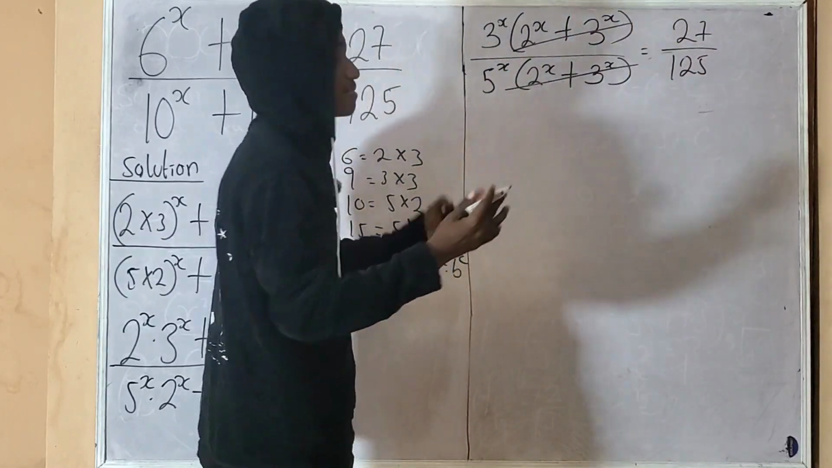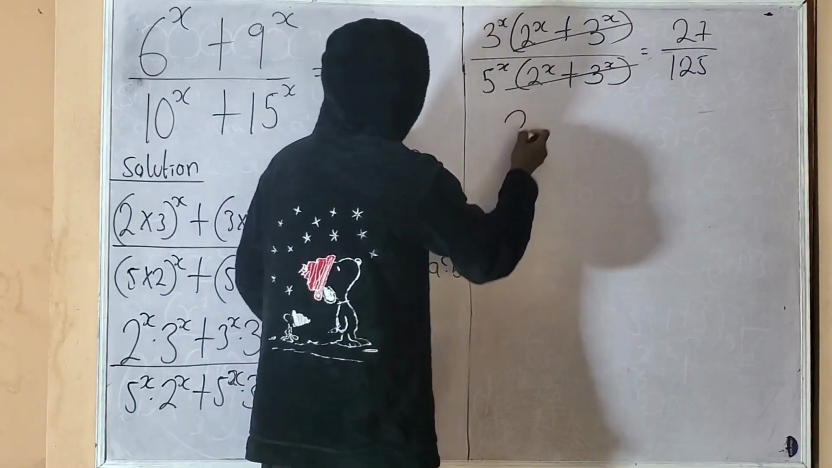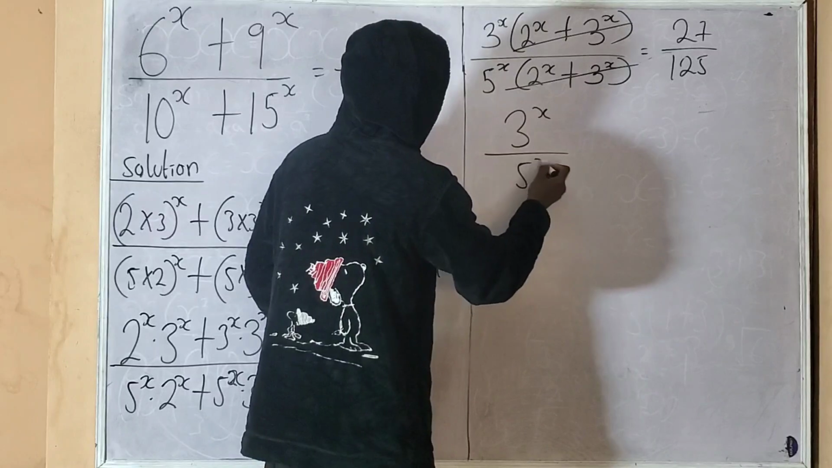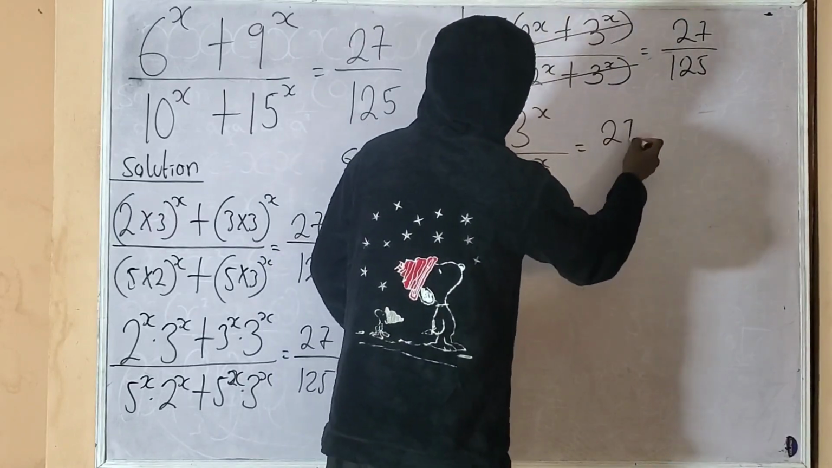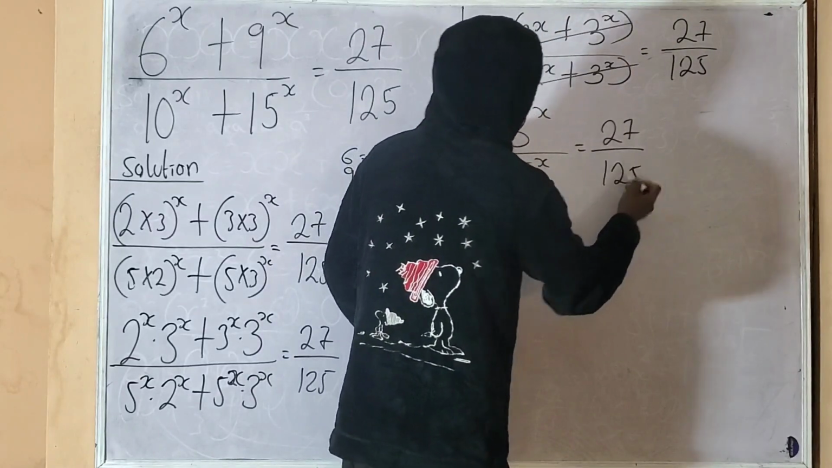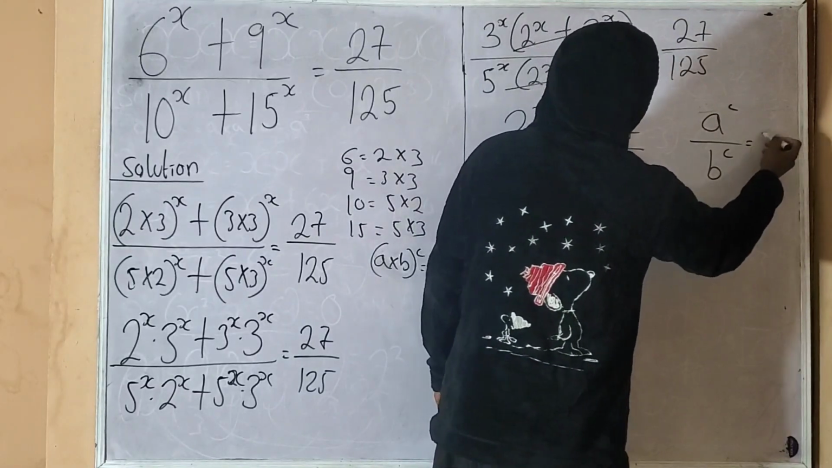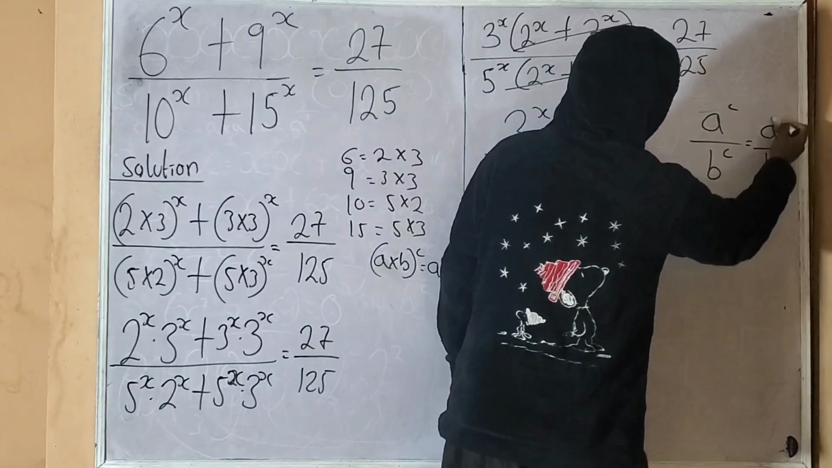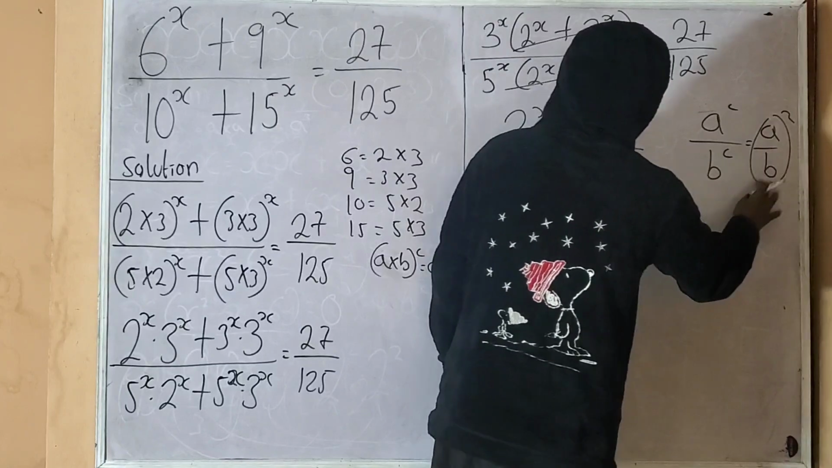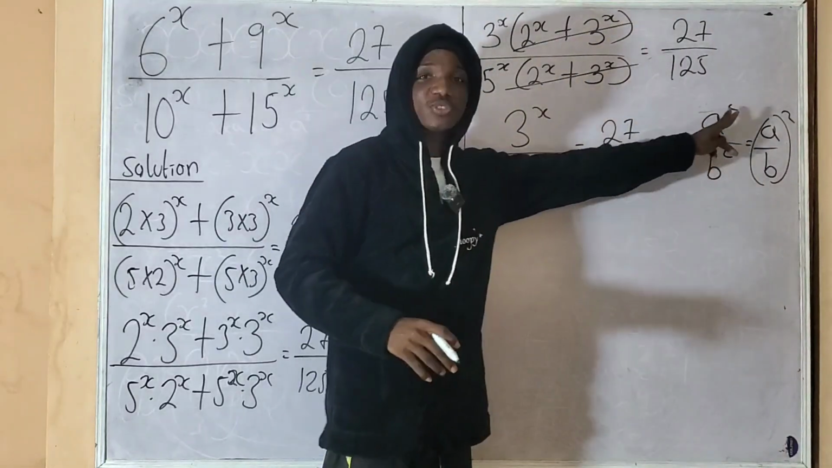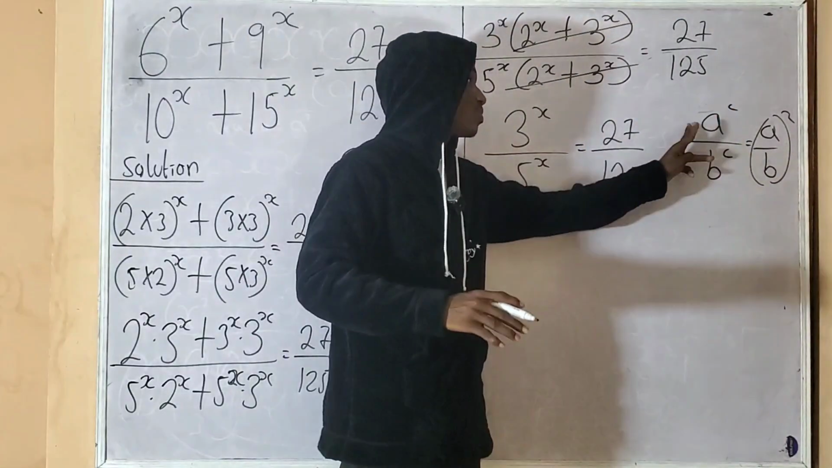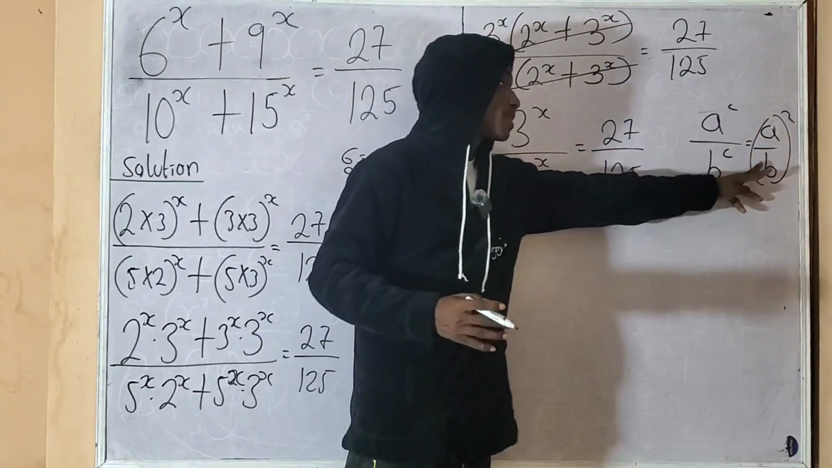So at the left-hand side of the equation, we are left with 3 raised to the power of x divided by 5 raised to the power of x. This will be equal to 27 all over 125. Recall this law: a raised to the power of c divided by b raised to the power of c can be written as the ratio of a to b raised to the power of c, right? Because the exponent is common to both the numerator and the denominator, we can express it as this.